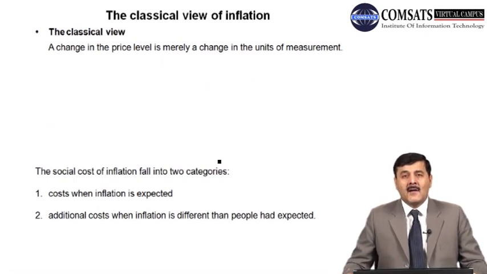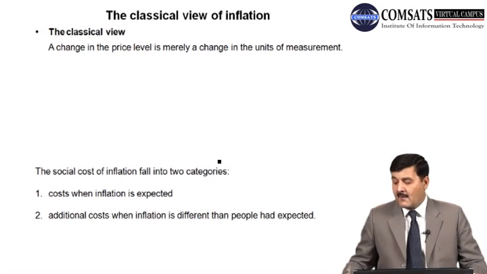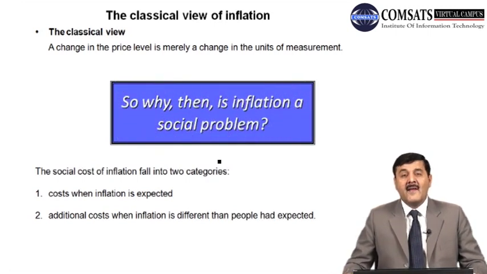Now the classical view: what do classical economists say about this change in prices? The change in the price level is merely a change in the unit of measurement. They say that, so why then is inflation a social problem? When we say that when the price level changes there is merely a change in the unit of measurement, then why do we say that inflation is called a social problem, right?